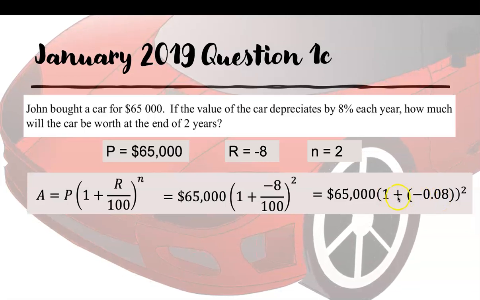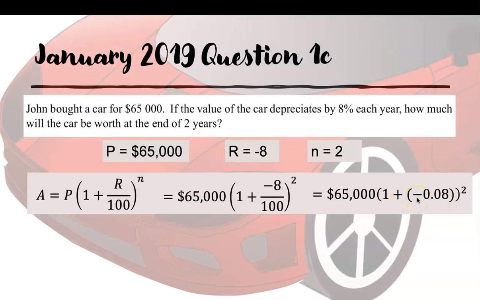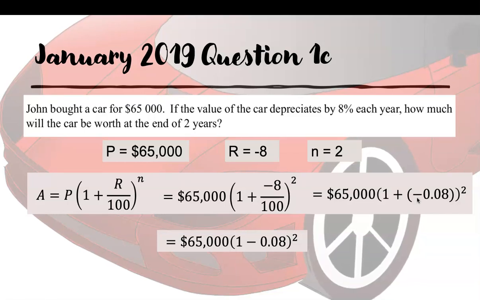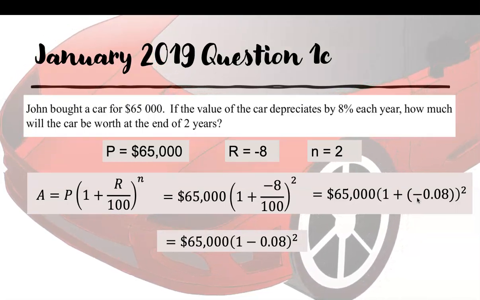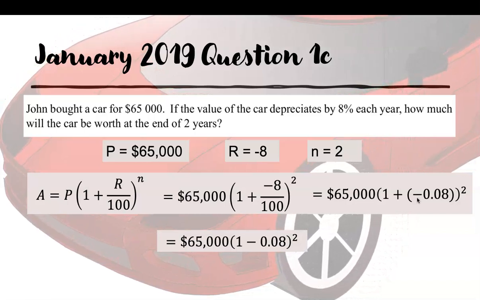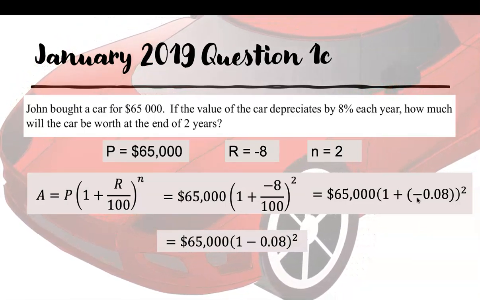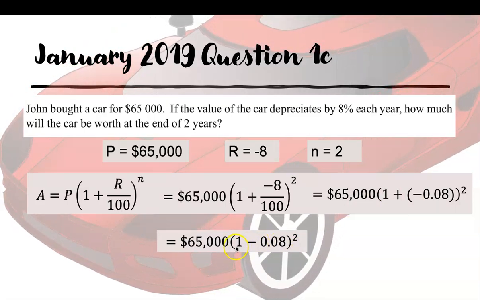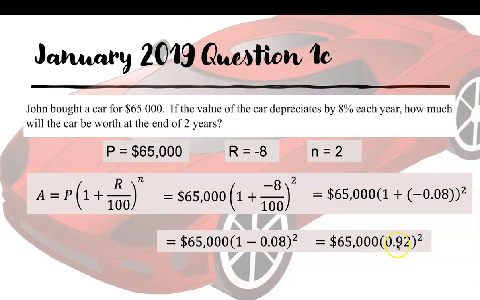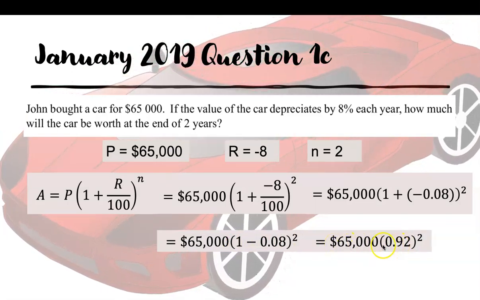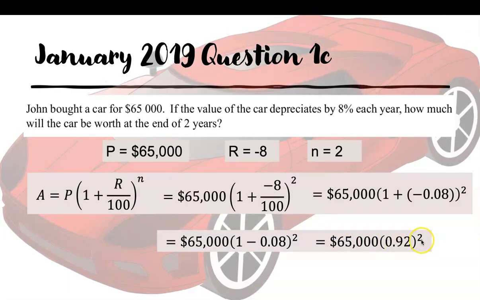Now we know 1 plus and minus, plus minus, will give us a negative. Right? As all the signs are different. So positive times positive is a positive. Negative times negative is also positive. So when the signs are the same, we end up with a positive. But in this case, the signs are different. And once they are different, positive times negative or negative times positive, we end up with a negative. So in brackets, we have 1 minus 0.08, which gives us 0.92. So we have 65,000 multiplied by, in brackets, 0.92 raised to the power 2.